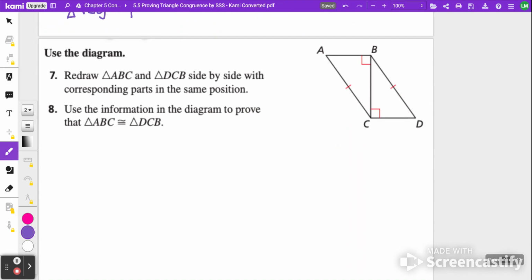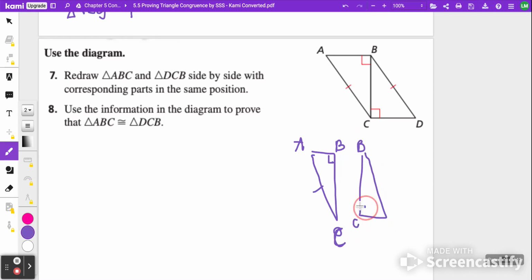Last few examples, we're going to use this diagram here. Notice that the shapes are put together, so something we might want to do is think about how they could be separate. What we're going to do is redraw ABC and DCB side by side with corresponding parts in the same position. So I'm going to break these two triangles up. So I have ABC here, A, B, C, with one little tick mark. And then this side, I got B, C, D. Okay. It is obvious that we can see that the hypotenuse is equal, which is great for us.